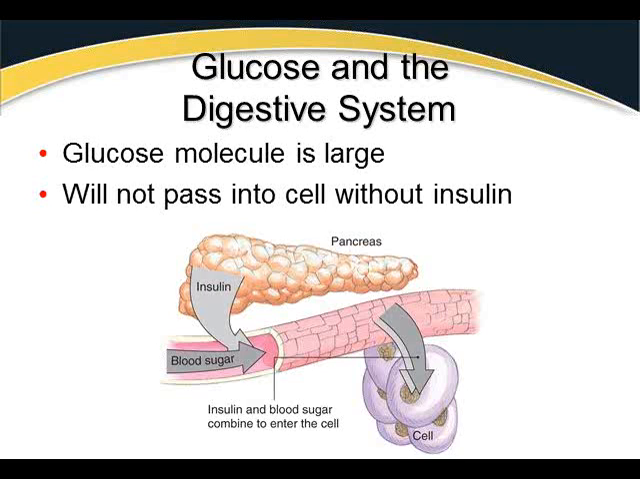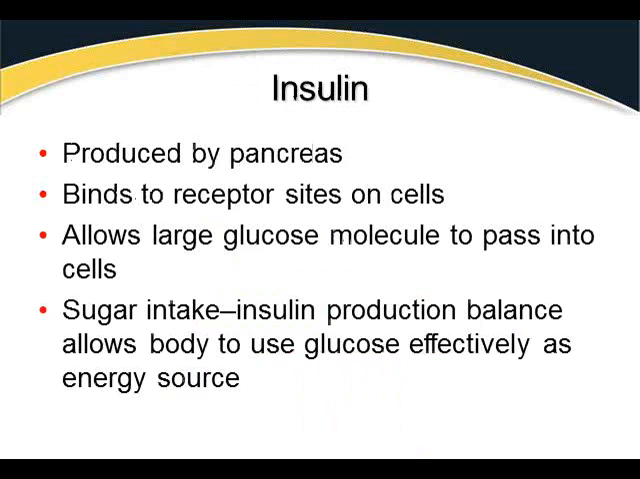Everybody, when they think diabetes, they think sugar. The problem is usually not sugar. The problem is the insulin. So when we have diabetes mellitus, we have to watch. We're really maintaining an insulin level that helps in turn maintain our sugar level. This insulin is produced by the pancreas, and it binds to those receptor sites on the cells, allows that glucose to pass in, and our sugar intake and insulin production have to balance to allow the body to use our glucose effectively. If we can't create appropriate amounts of insulin, or no insulin at all, we just have sugar floating around in our body.